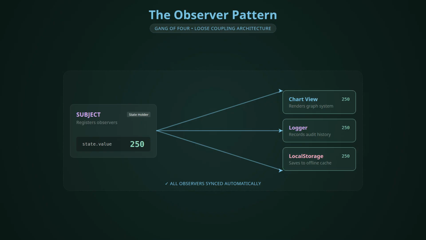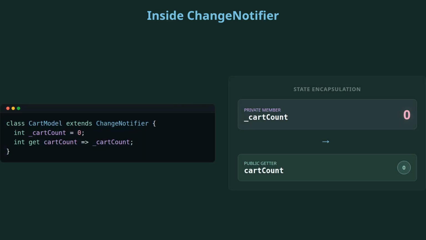In Flutter, this pattern is built right into the foundation of the framework through a class called Listenable and its most famous subclass, ChangeNotifier. It's a simple, elegant way to establish a one-to-many dependency without tight coupling. Let's write a real ChangeNotifier class. We inherit from ChangeNotifier and define a private variable _cart_count. We expose this via a public getter.